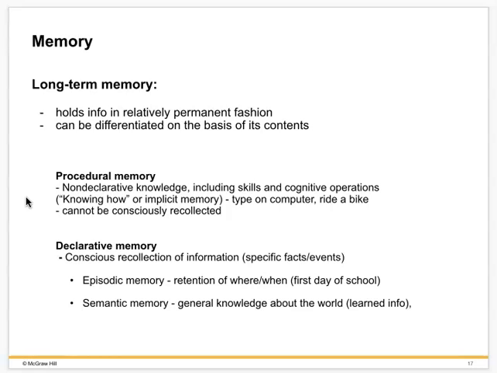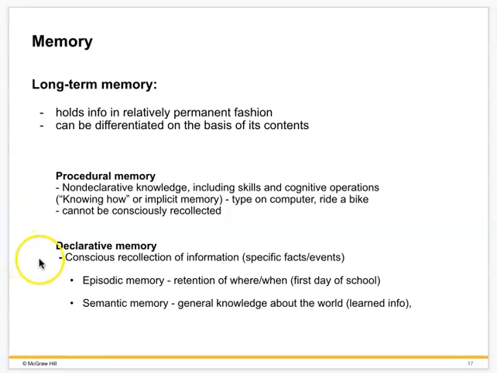Procedural memory is like our ability to sit and type on the computer super fast, text on your phone without even thinking about it, ride a bike. It cannot be consciously recollected. So you don't necessarily remember how you learned to do something. It's just something that you automatically do. So that's procedural versus declarative memory.